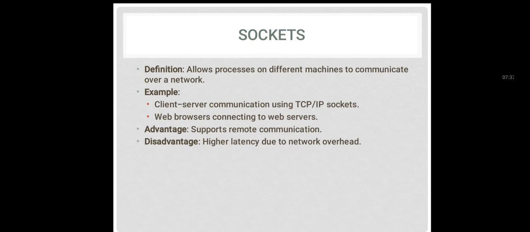Next, sockets. They allow processes on different machines to communicate over a network. For example, client-server communication using TCP/IP sockets, and web browsers connecting to web servers. Advantage: supports remote communication. Disadvantage: higher latency due to network overhead.